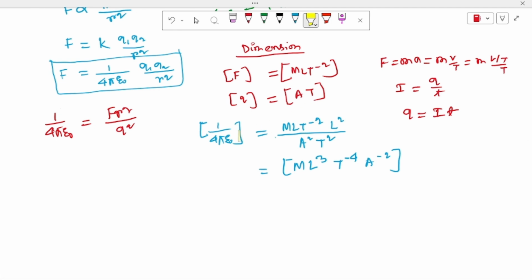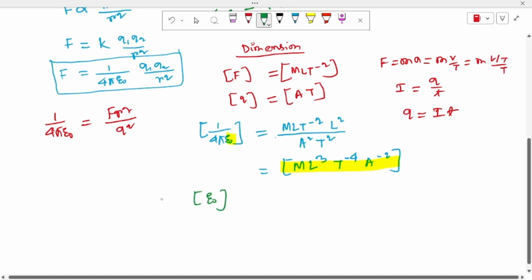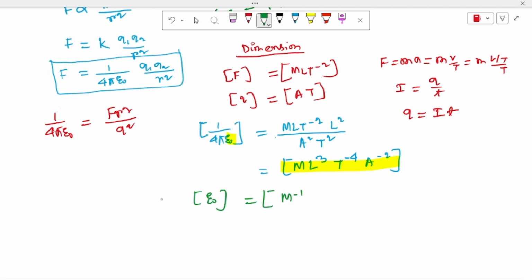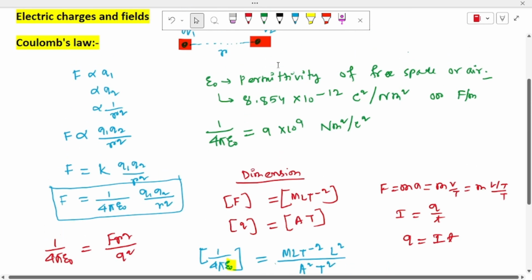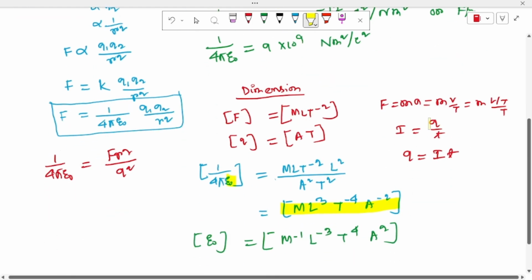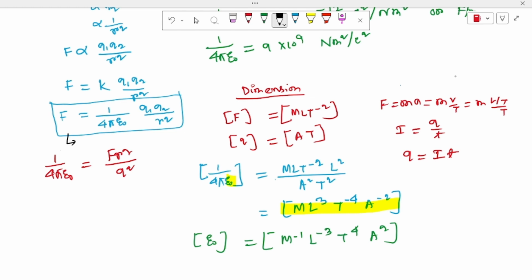Then what is the dimension of epsilon naught? It will be simply the inverse of this value, because epsilon naught is in the denominator. So the dimension of epsilon naught is M to the power minus 1, L to the power minus 3, T to the power 4, and A to the power 2. Epsilon naught is called the permittivity of free space, or in air. So this equation is called Coulomb's law.